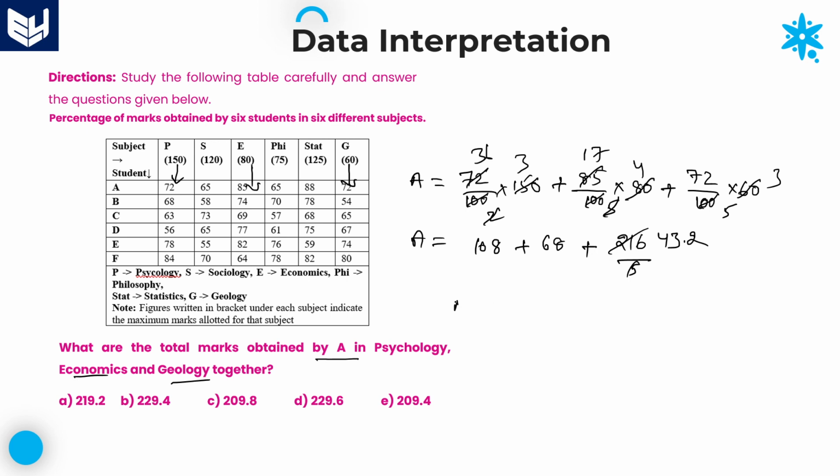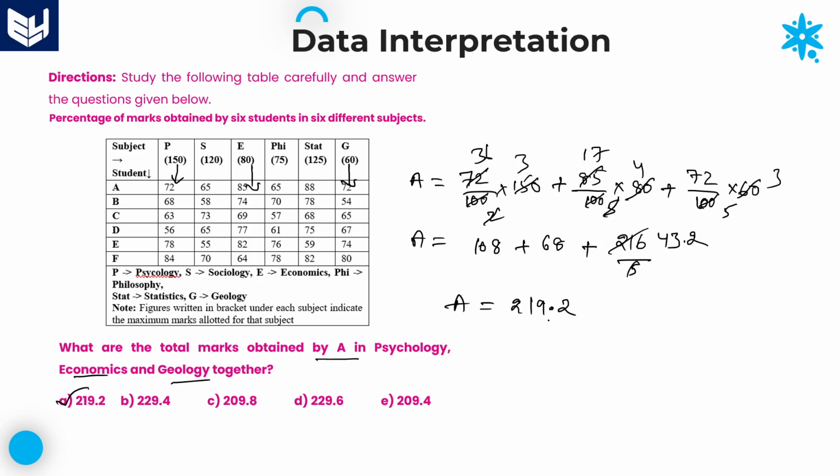So after adding all the values, A's total in these 3 subjects, here, after the decimal point, 2 is the number. If you observe carefully, there is no other option which contains 2 after the decimal point. Only one option is there, 219.2. If you add all these values, you will definitely get 219.2 only. See here, 3 plus 8, 11, 19. And next, 1 plus 6, 7, 10.